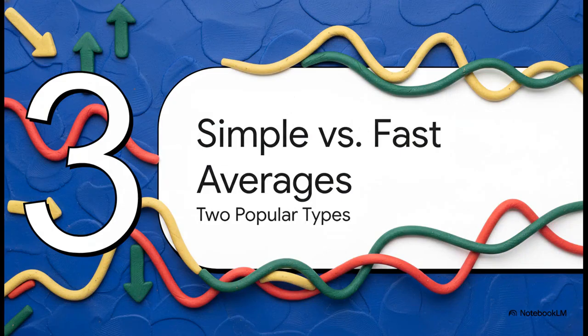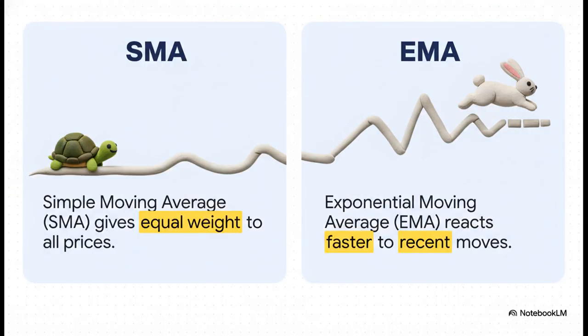But you know, not all moving averages are created equal. Let's break down the two most popular types you're going to see out there. So, on one side, you've got the simple moving average, the SMA. It's the chill one. It treats every single price point over its time period as equally important. This makes it a very smooth, but also slower line. And then on the other side, you've got the exponential moving average, the EMA. The EMA is a bit more impatient. It gives more weight, more importance to the most recent prices, and that means it reacts way faster to price changes, which for some traders can be a massive advantage.